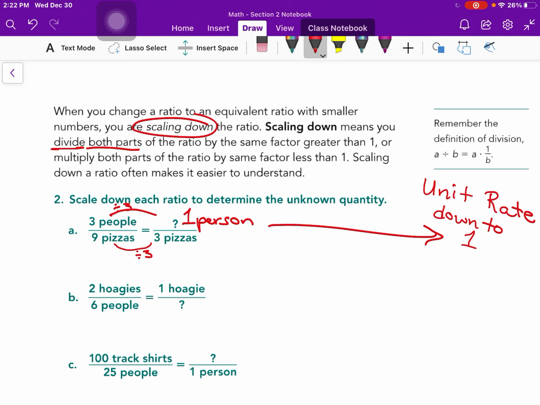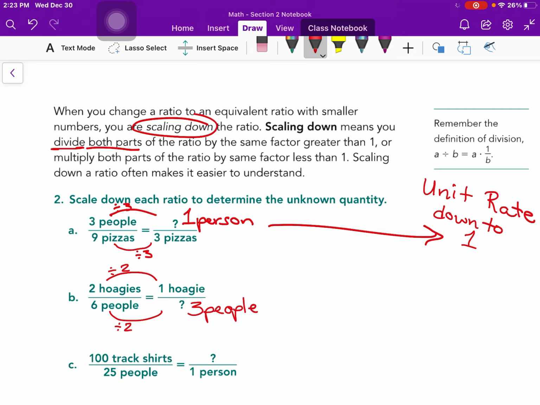Let's try B. Look at the numbers I'm giving. Again, this whole thing is called a proportion, so we're filling in the missing proportion. I have 2, and I'm going down to 1. What do I divide by to go down to 1? Well, 2 divided by 2 equals 1. So I do that on the bottom, and 6 divided by 2 is 3 people.